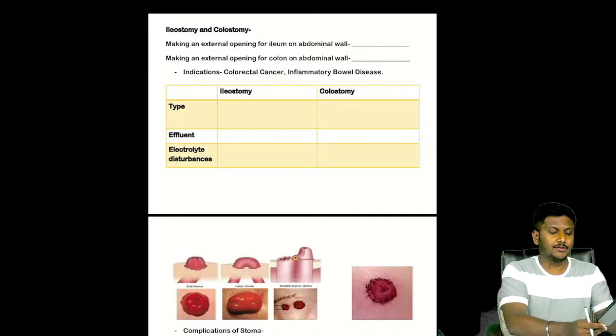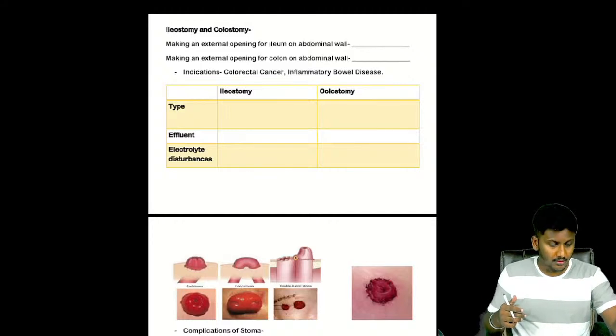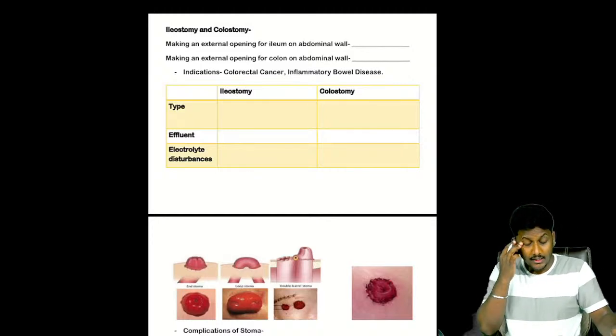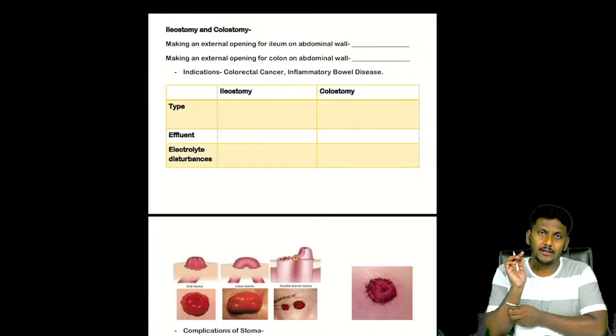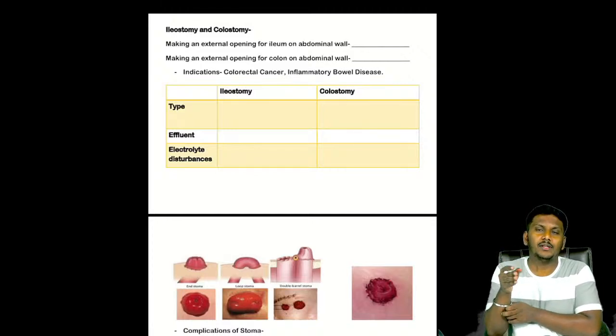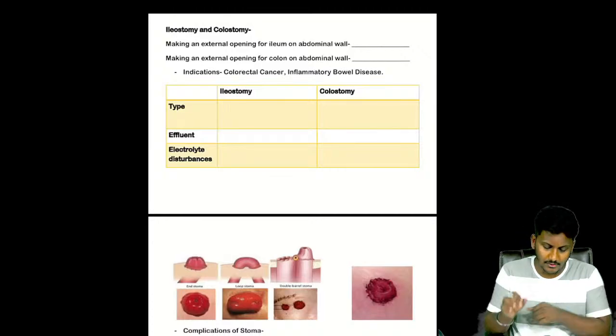Let's start the last session now for today, and let's try to complete the appendix. Let's see how much we are able to complete. At least GIT we will be completing. The pancreatico-hepatobiliary system will be starting later.